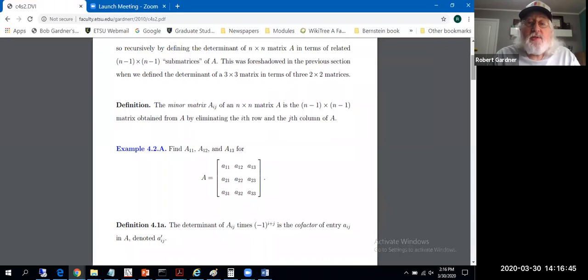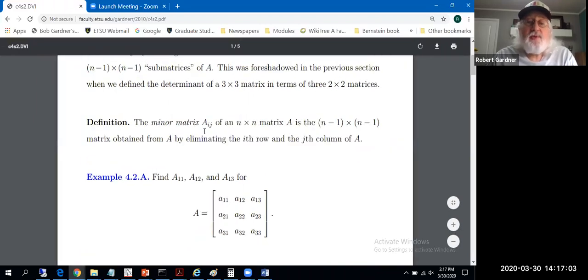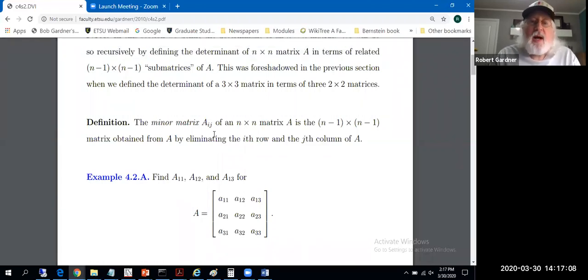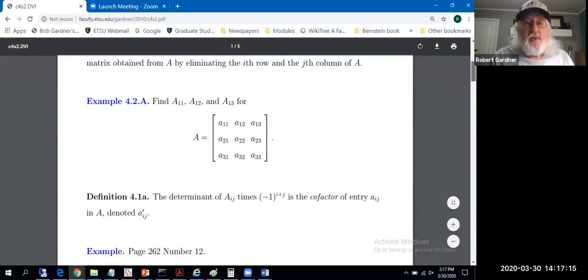First, a minor matrix, capital A sub ij of an n by n matrix, capital A, is the n minus 1 by n minus 1 matrix obtained from A by eliminating the ith row and the jth column. And notice the capital A comes with a couple of subscripts, capital A sub ij. So there's a total of n squared minor matrices for a given n by n matrix. We don't need all n squared of them, fortunately. Let's look at an example.